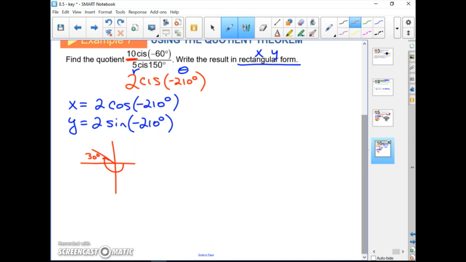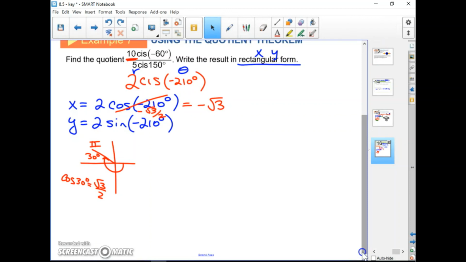So when you do cosine negative 210, it's kind of like you're doing cosine 30. Cosine 30 is square root of 3 over 2. But think about where we are. In the second quadrant, cosine is going to be negative. So cosine negative 210 is negative square root of 3 over 2. We're taking this 2 times negative square root of 3 over 2, and that's a negative square root of 3.